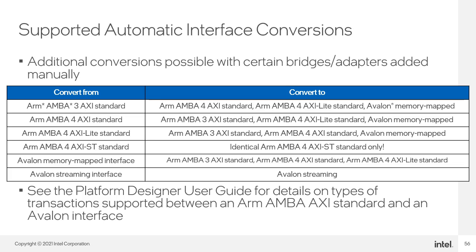The Arm AMBA AXI standards have a number of differences and additional features over Avalon, so if components using either of the standards are communicating with each other, there will be restrictions on what features will work and how they will work. See the Platform Designer user guide, linked at the end of this training, to learn how transactions between Avalon and the Arm AMBA AXI interfaces will operate.